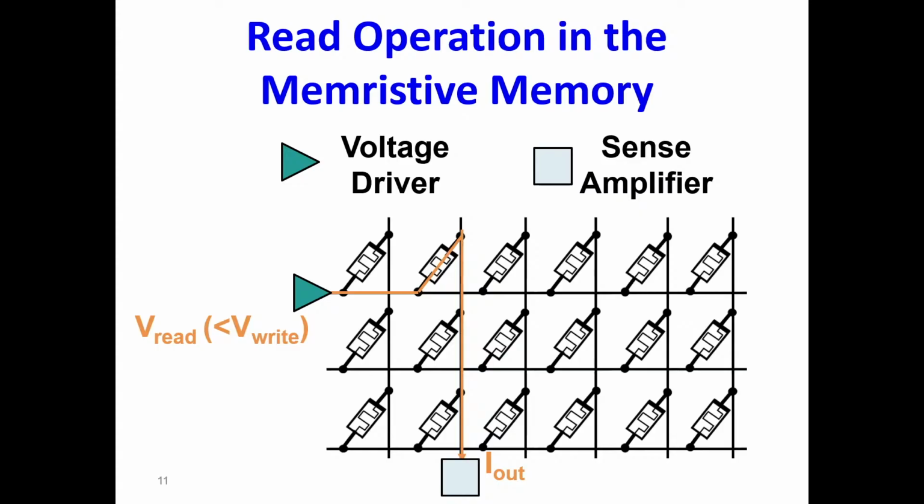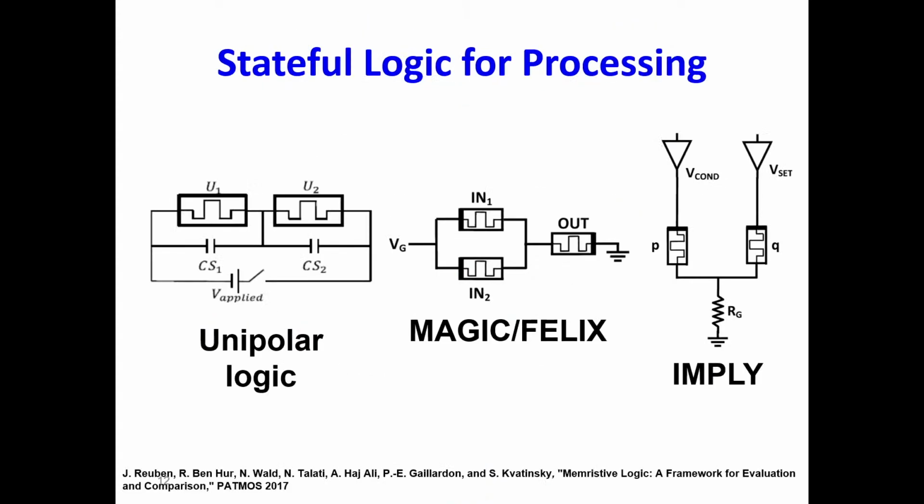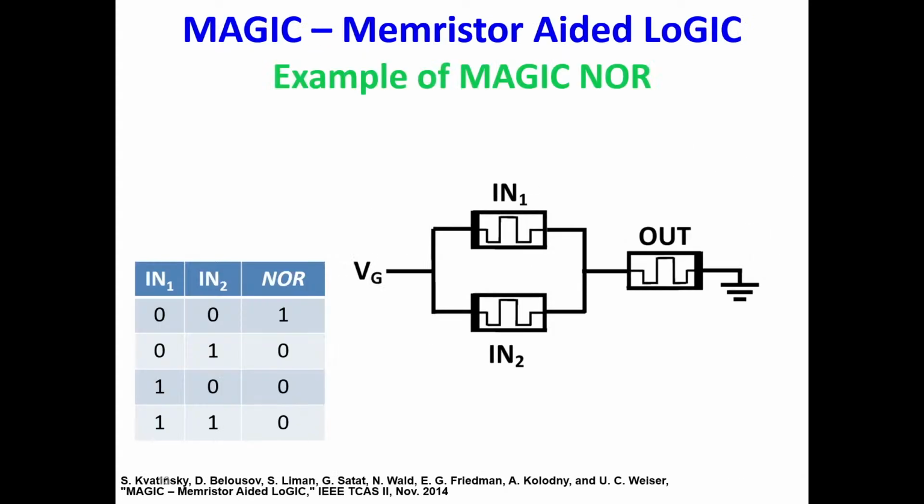But we want to compute. So the idea is to take the same structure of the crossbar and give it also computing capabilities. There are many ways to do that. I will talk about something called stateful logic, which means that we use the same way that we store the data, resistance, also for computing. So we compute on resistors, using resistance as the logical value, unlike, for example, CMOS or most ways that we compute, where we use mostly voltages. I will show an example called MAGIC, memristor-aided logic, but it's just one example out of many. So this is an example of a MAGIC NOR gate.